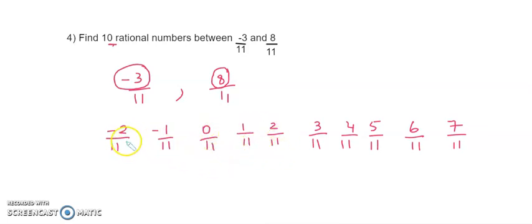So what did I do? I just have written the integers that lie between minus 3 and 8. I first have listed that and divided by 11. Okay, so let's count 1, 2, 3, 4, 5. Yeah, I got all the 10 rational numbers. It's possible because these many integers lie between negative 3 and 8.